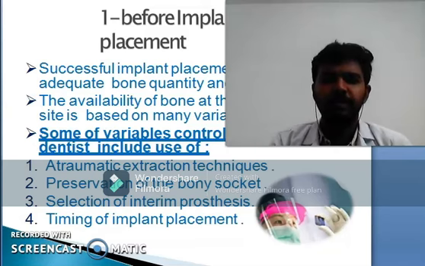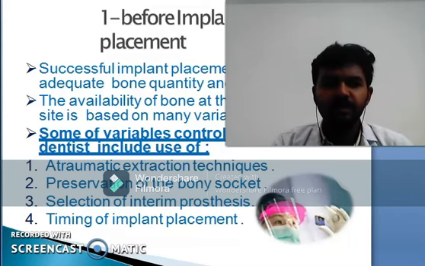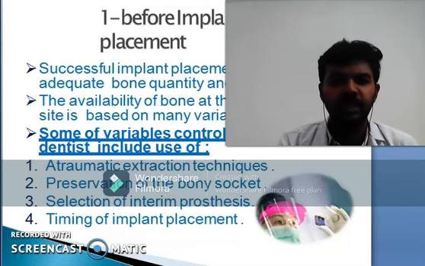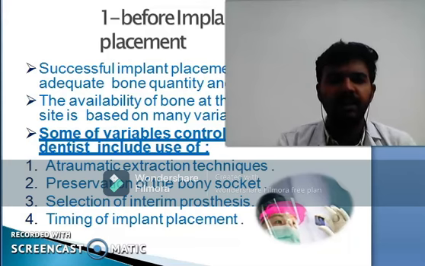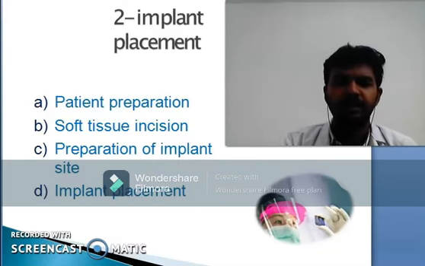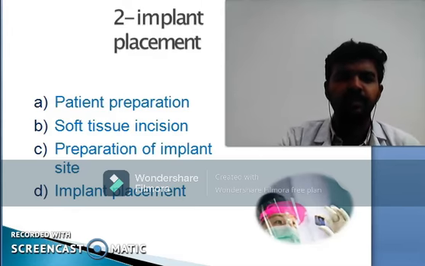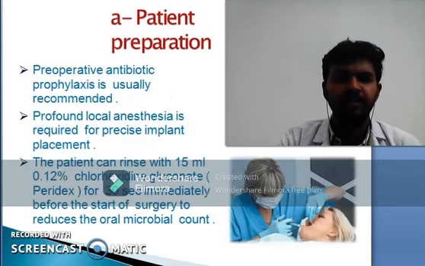Successful implant placement requires adequate bone quantity and quality. The availability of bone at the implant site is based on many principles. Some of the principles controlled by the dentist include atraumatic extraction techniques, preservation of the bony socket, selection of interim prosthesis, and the timing of implant placement. Implant placement involves patient preparation, soft tissue incision, preparation of the implant site, and implant placement.